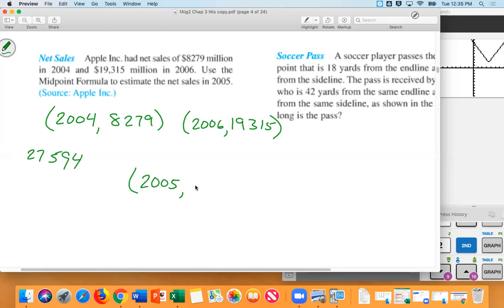I got 13,700. Did you do 8,279 plus 19,315? 27,500. I thought you had to divide by 2. And then you divide by 2. Yeah. Okay. And what did you get? 13,797. And that's in millions. So to estimate the sales, it would be 13,797 million.